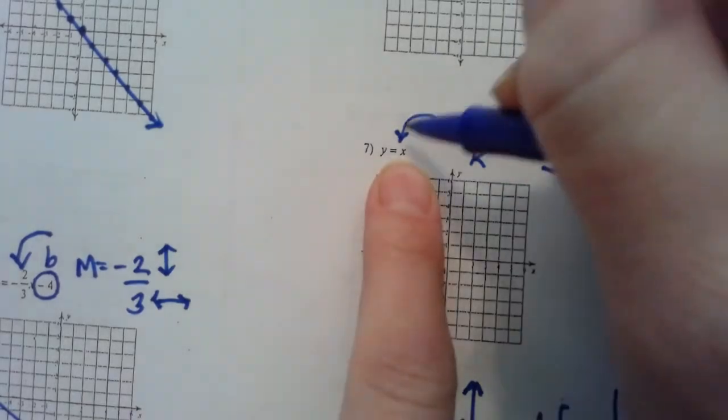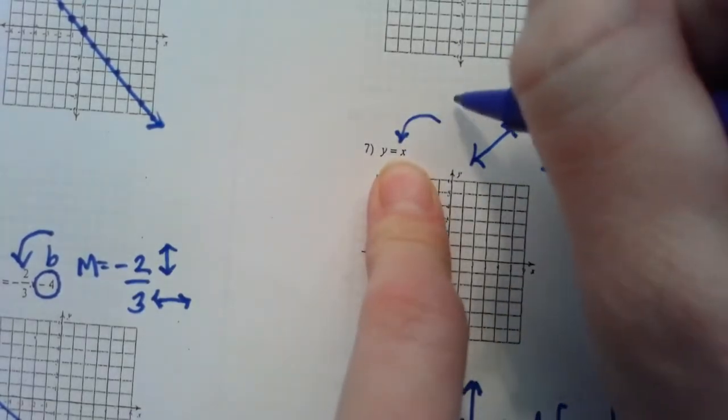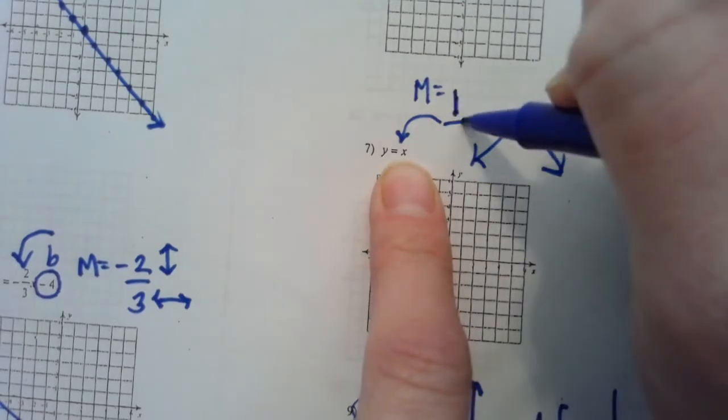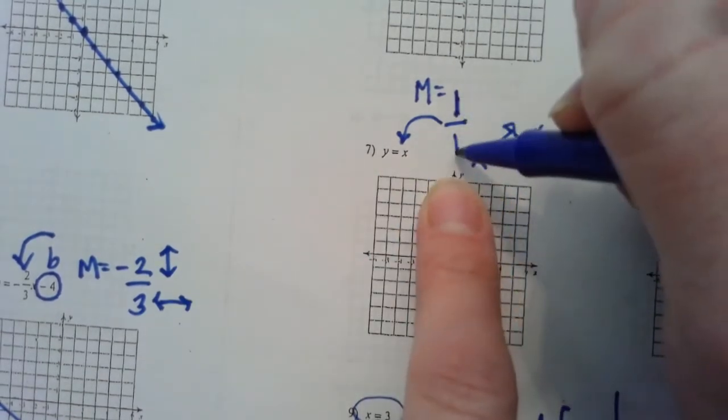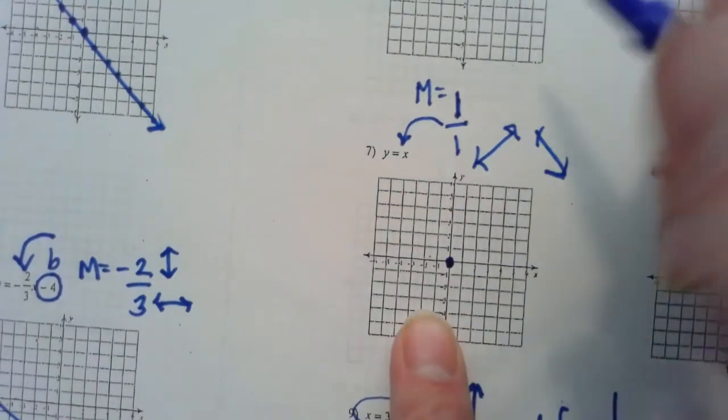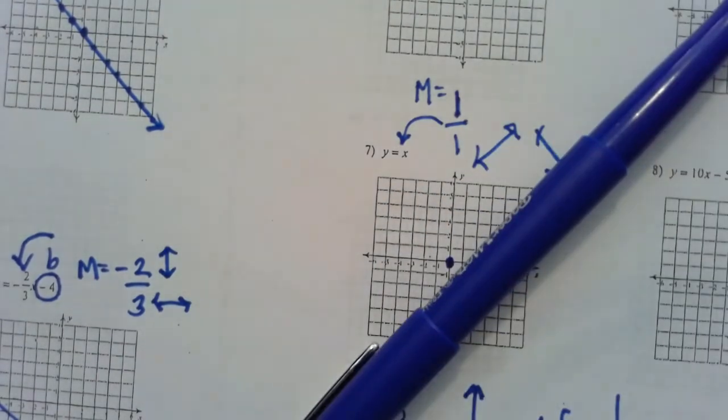Okay, so the number in front of my x, when there is no number there, is a 1. So my slope is always a fraction, so it's going to be 1 over 1. You can always make it a fraction by putting a 1 underneath it. There's no extra number, so we always start at 0, and it's positive, so it's going to look like that guy. So think about what it looks like before we graph it.